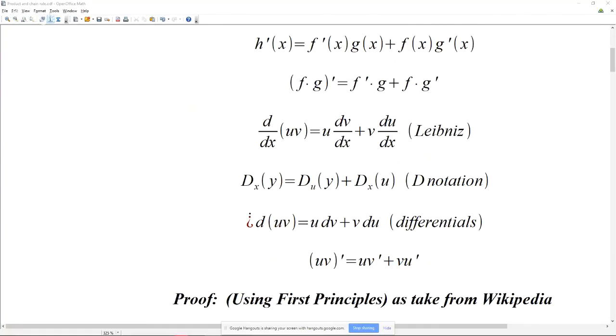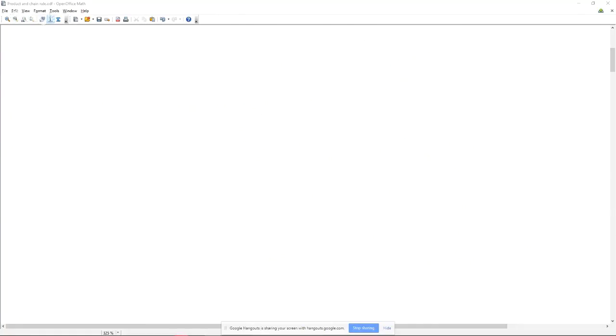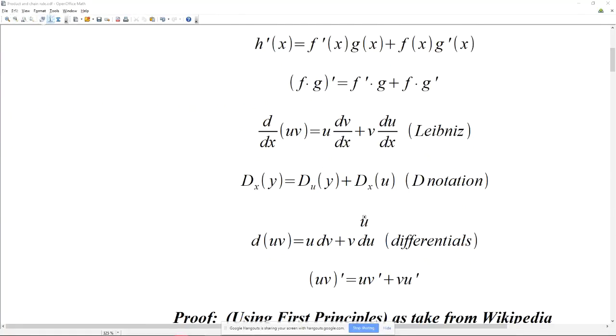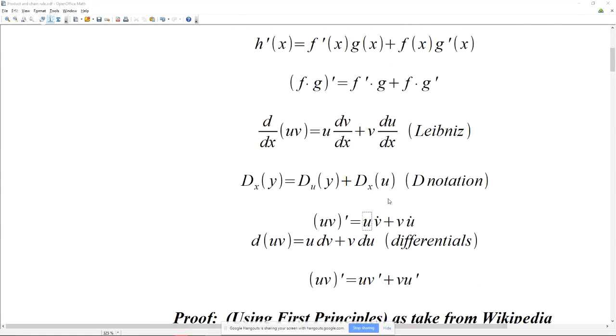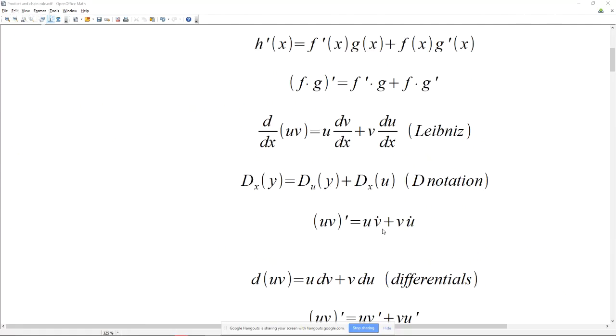The way it would work would be u dot v plus v dot u. Let's see if I can stick that in there quick. Okay, there we go. See the little dots above there? I'm not sure how to write it out because I never use Newton notation, so we'll do a mixture. You'll very rarely find this type of notation. This is what we call Newtonian notation. I had to figure out how to use a dot in this program.